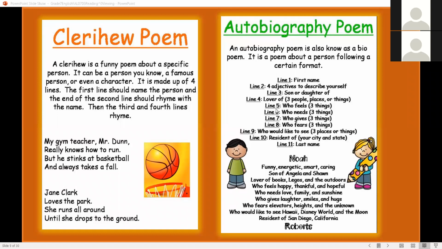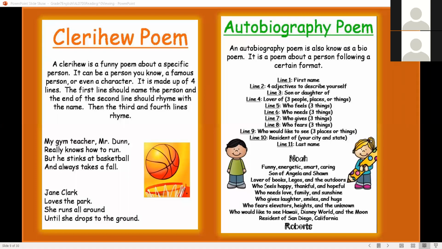Line 5 is who feels. So you start the line with who feels and you name 3 things you feel. Line 6, who needs, you name 3 things you need. Line 7, who gives, you name 3 things you give. Line 8, who fears, you name 3 things you're scared of. Line 9, who would you like to see? 3 places or things. Line 10 is where do you live? And line 11 is your surname, your last name.